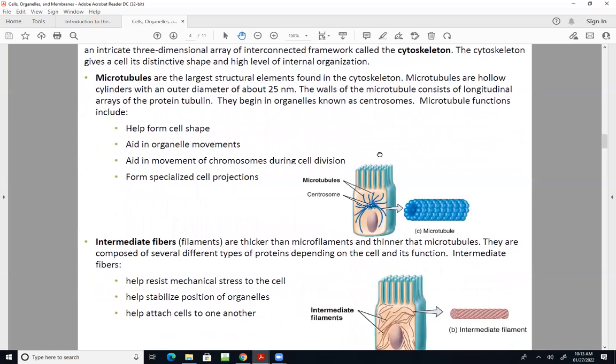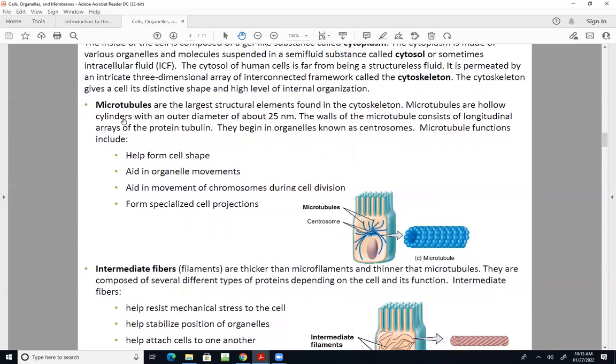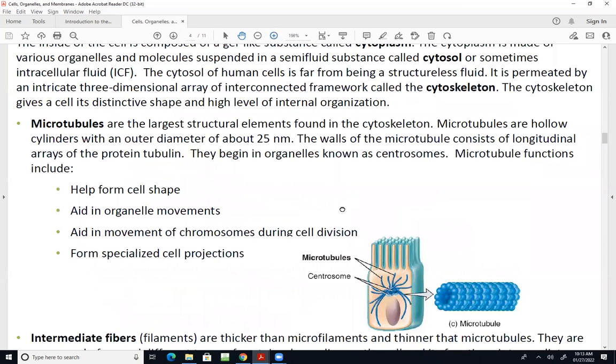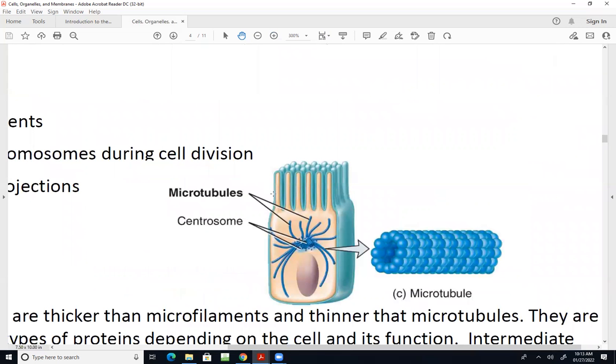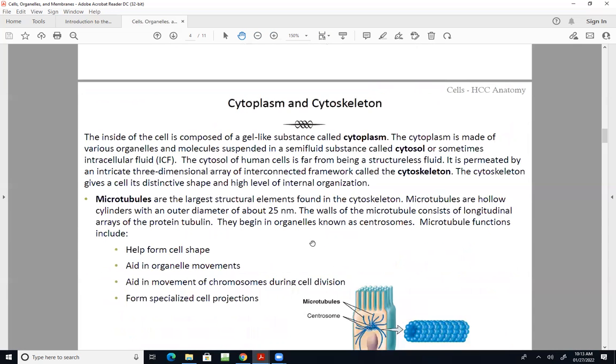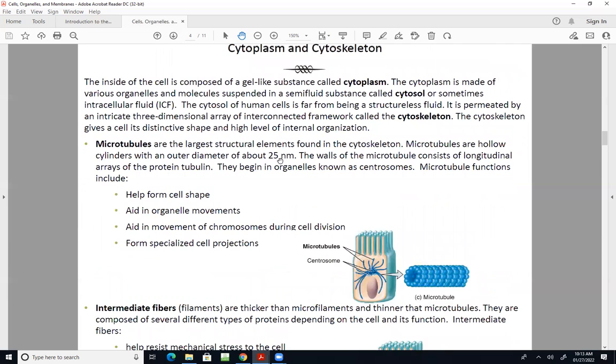We're going to go from the biggest to the smallest. So microtubules are the largest. They are hollow cylinders with an outer diameter of 25 nanometers. Think of them kind of like a tube or a pipe, like PVC pipes or drainage pipes. They've got a rigid outside and a hollow internal structure. They consist of longitudinal arrays of the protein tubulin.